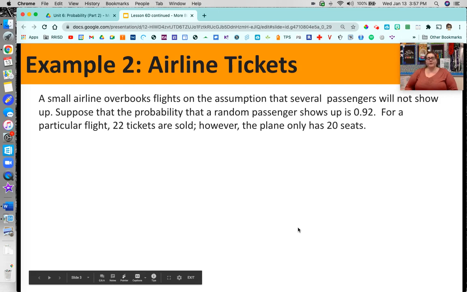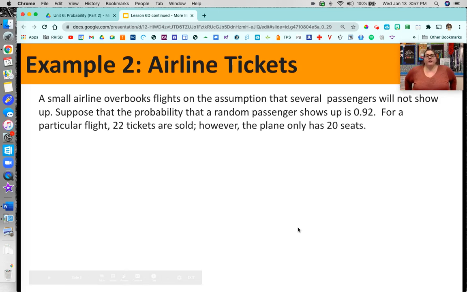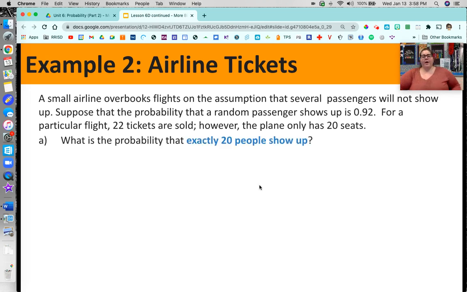So now let's look at an actual example where we are using the binomial model and potentially using a calculator to find it. A small airline overbooks flights on the assumption that several passengers will not show up. Suppose that the probability that a random passenger shows up is 0.92. For a particular flight, 22 tickets are sold, however, the plane only has 20 seats. So we want to find the probability that exactly 20 people show up.